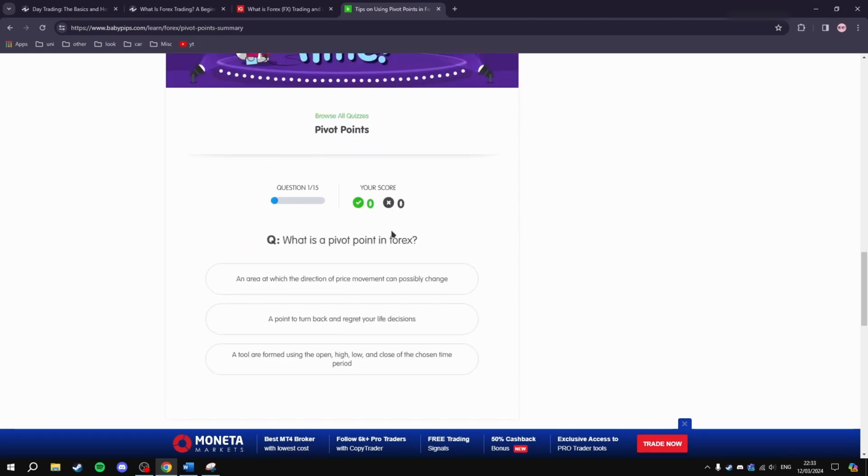Right. What is a pivot point in Forex? A point to turn back and regret your life decisions. Jesus.